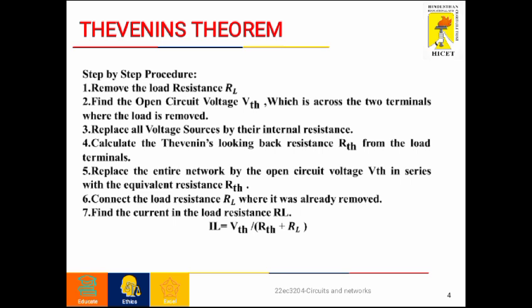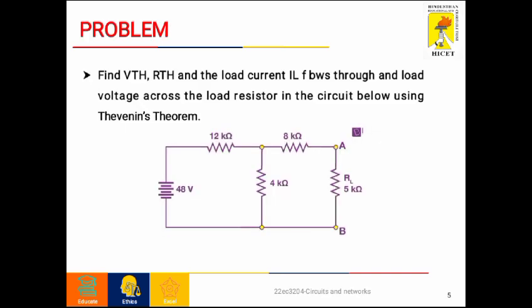The fifth step is to replace the entire network by the open circuit voltage V Thevenin in series with the equivalent resistance R Thevenin. Step 6 is to connect the load resistance RL, which was removed from the circuit. And the seventh step is to find the current in the load resistance RL. So the formula is IL is equal to V Thevenin divided by R Thevenin plus RL. Here IL represents the load current.